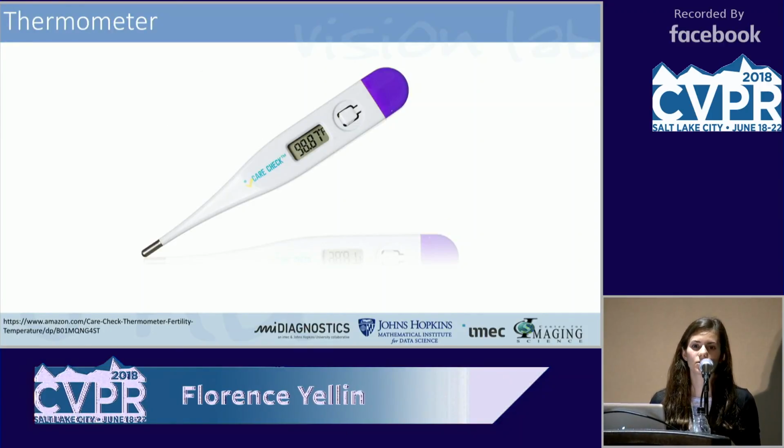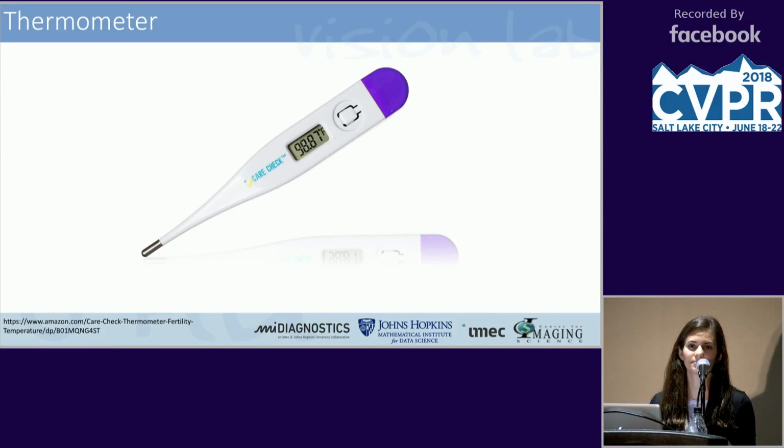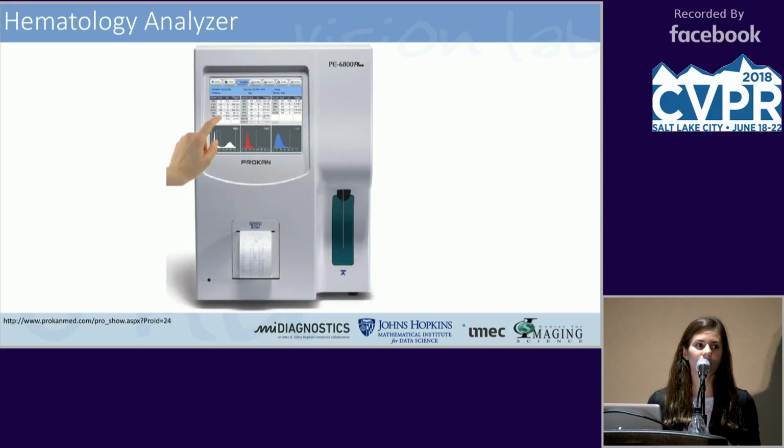So how many of you are familiar with this device and have one of these at home? Please raise your hands. So this thermometer is one of the most important diagnostic tools used today, and almost everybody here has access to one of these at home. A second very important diagnostic tool is the blood test. Now, how many people have a hematology analyzer at home?